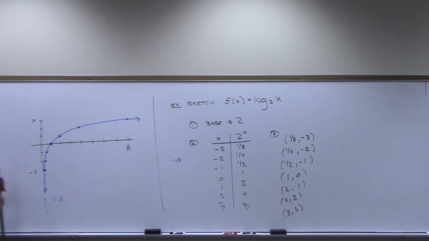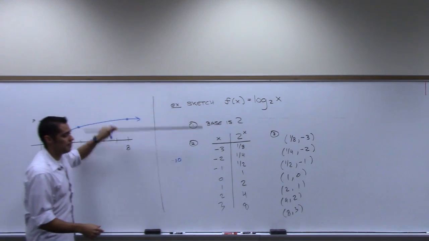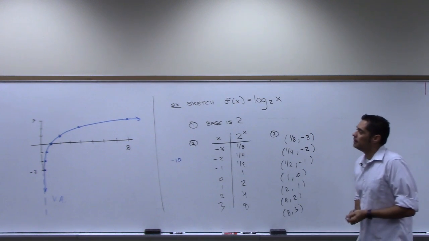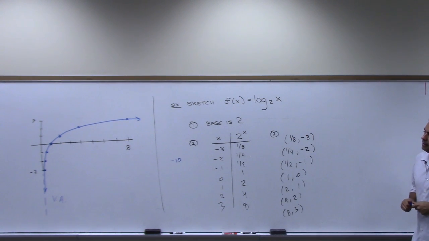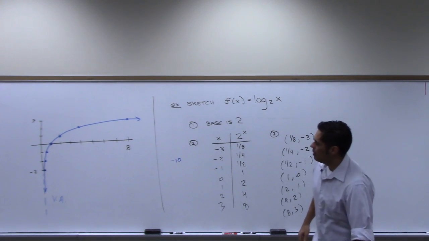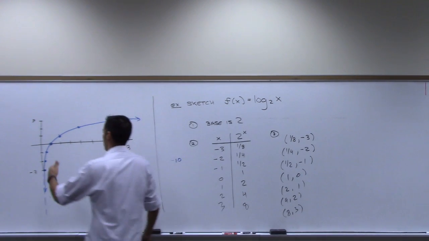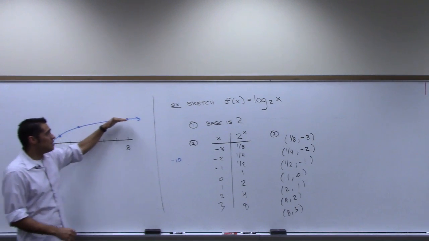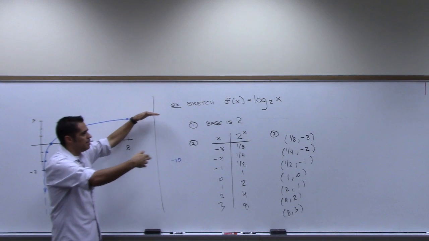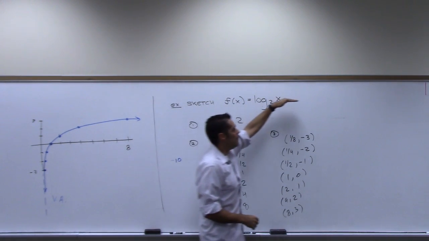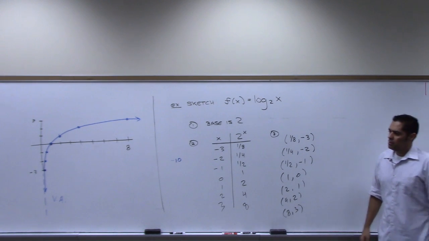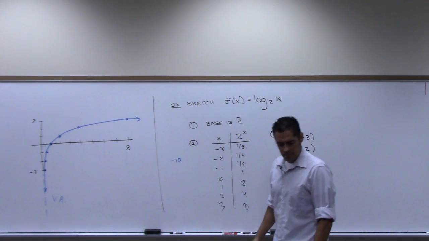Now, does it have a horizontal asymptote? What do you think? It actually does not, because it's going to keep growing, okay? The thing is, it's not going to grow as fast as an exponential function grows. As you go to the right, it will continue to go up and up and up, just kind of slow, all right? So that's what this logarithm looks like.